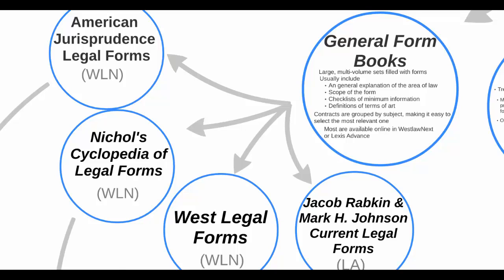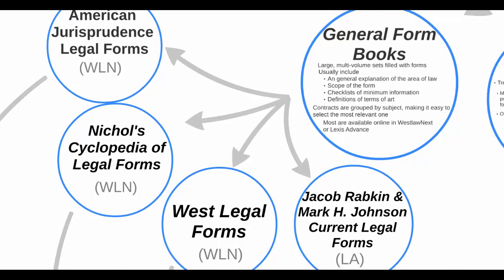So there are four biggie general form book sets: American Jurisprudence Legal Forms, which is the one that I showed you in the picture, Nichols' Cyclopedia of Legal Forms, West's Legal Forms, and Rabkin and Johnson's Current Legal Forms. And they're online on different platforms. The first three, you'll see I have WLN. That's because those three are in Westlaw Next. And then Current Legal Forms is available on Lexis Advance. And you need to remember that in order to access them online.